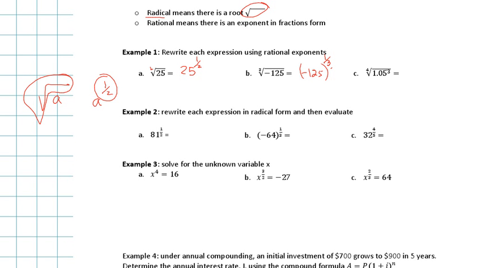Okay, how about the next one? To the power of what? 3 over 4. So whatever is in the radical has to go in the denominator, right? The number that you see in the radical right here has to go as your denominator. And then the other exponent has to go in the numerator. Okay?